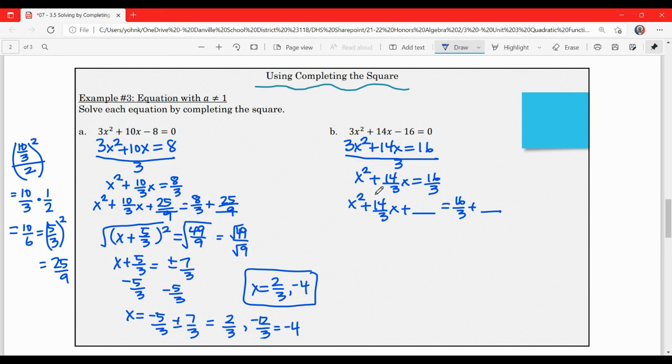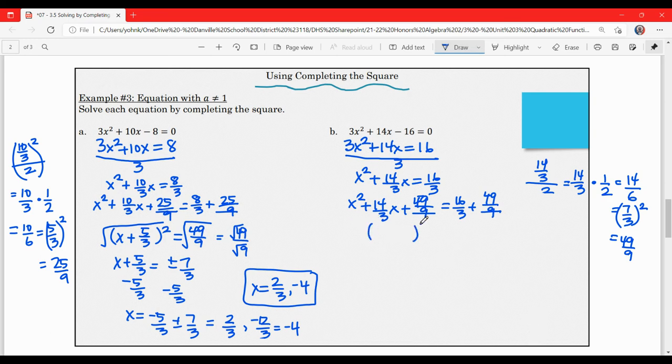So to find that something, we take our b value, which is 14 thirds, and divide it by 2. If you don't like fractions, use your calculator, but it's 14 thirds times the reciprocal 1/2, which is 14 over 6, which is 7/3. So we're going to add, then we have to square it. So that gives me 49 ninths. Oh, that's weird. 49 ninths again. So 49 ninths and 49 ninths.